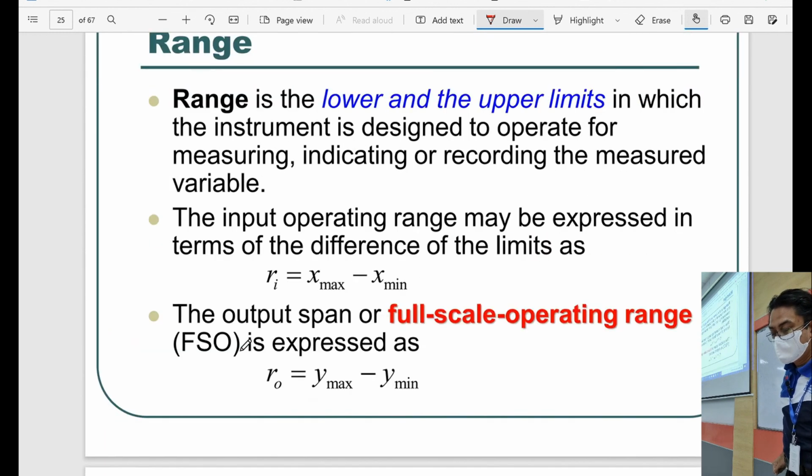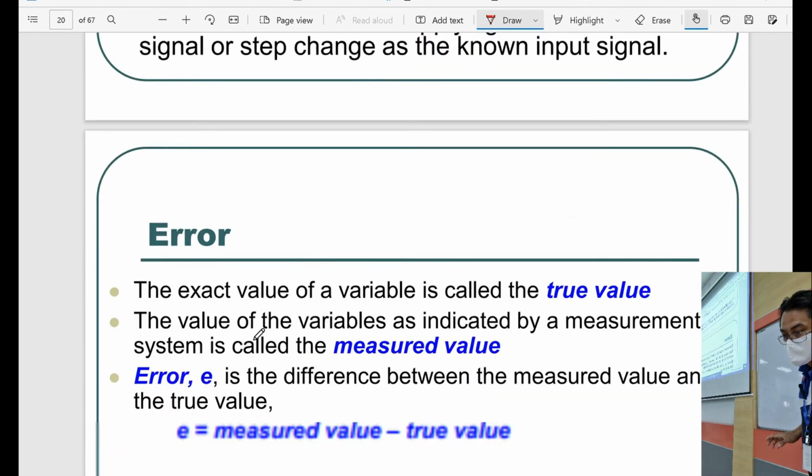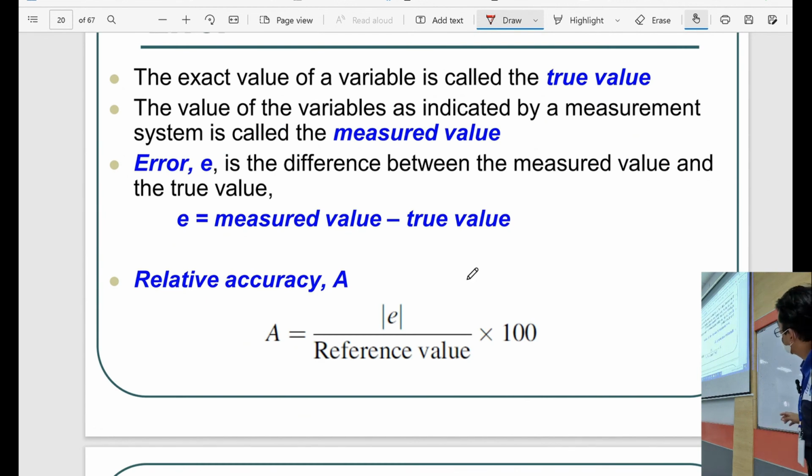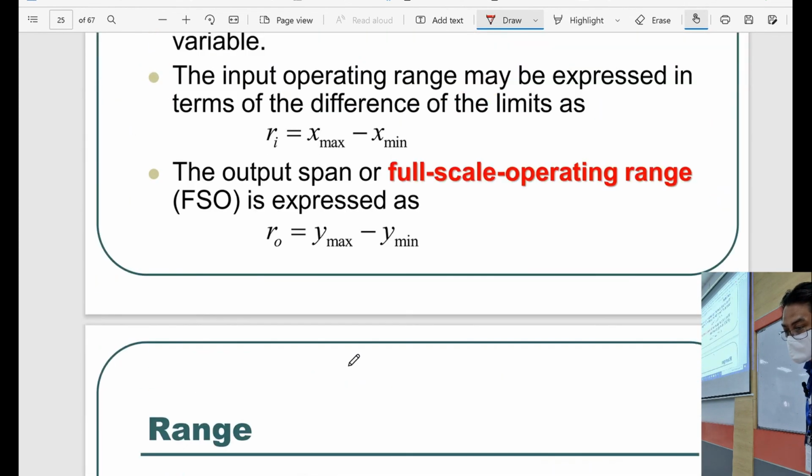So okay, this is the range. This is the reference that I'm talking about. Sorry, I have to move again to this one, the reference value. The absolute error here is over the reference value, and the reference value refers to the range. So this is the range.